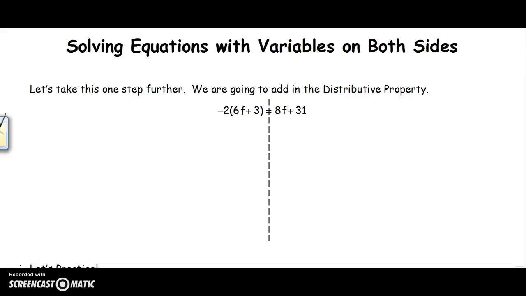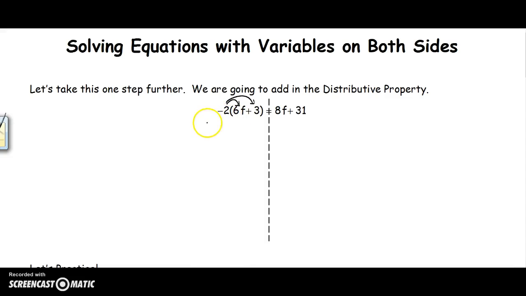Hey there. What we're going to do today is the same as we did the other day, and we're going to add one more step. So we're going to add the distributive property. If you notice on the left-hand side of the equation, you have a number with parentheses. And whenever you see parentheses, you know you're going to have to distribute that number. So it goes into the parentheses.